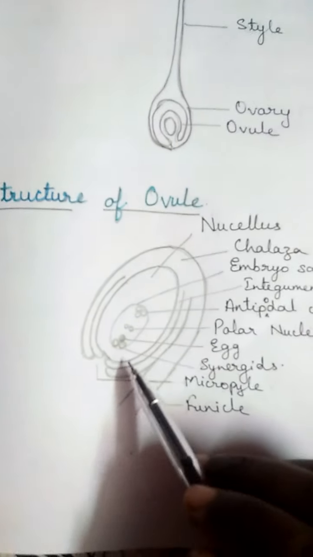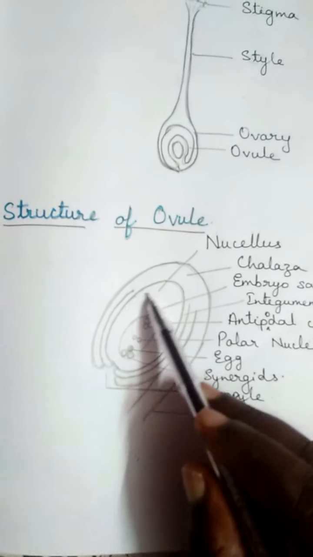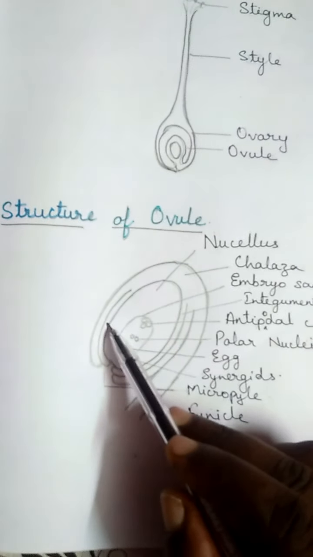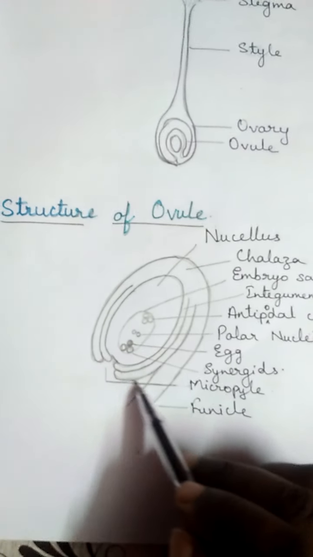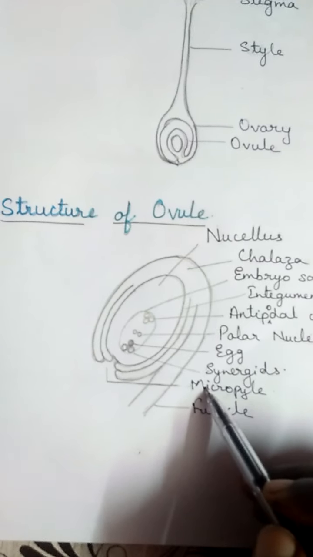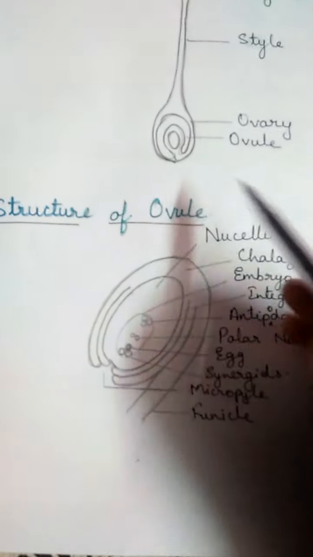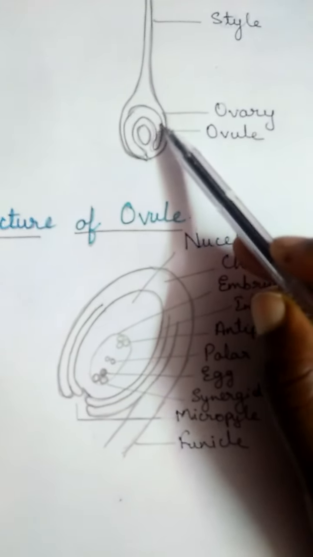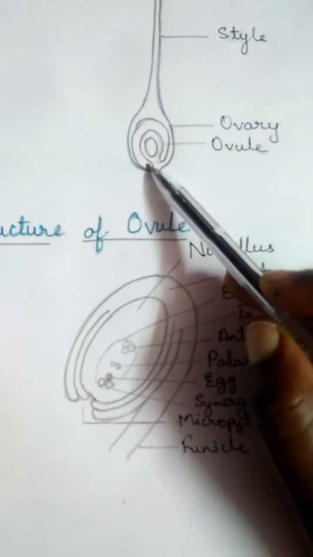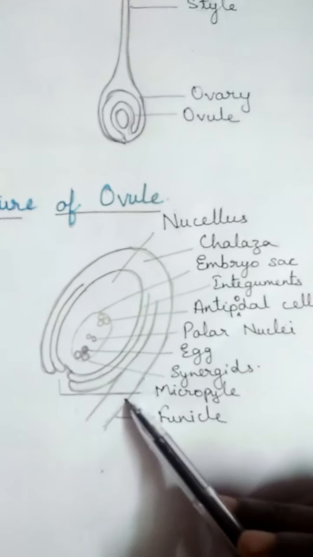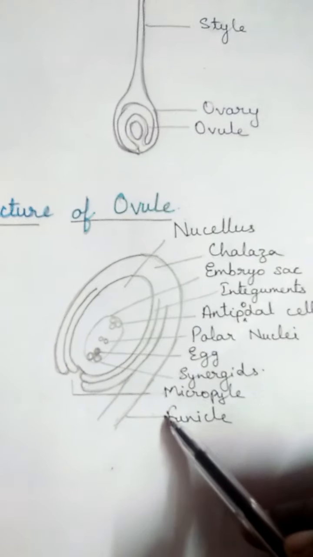Next, what we have studied: the center of the ovule is the nucellus. This nucellus is surrounded by two protective coatings called the integuments. These integuments leave a small opening that is called the micropyle. Now this ovule is connected to the ovary wall. Here you can see, this is the ovule, this is the ovary wall. This ovule is connected to the ovary wall through the funicle.